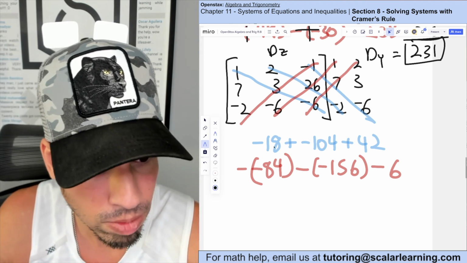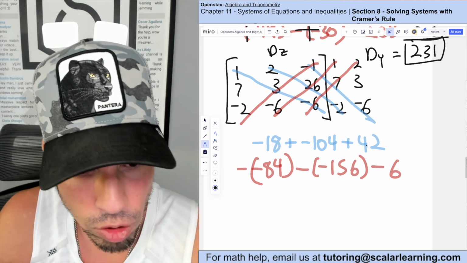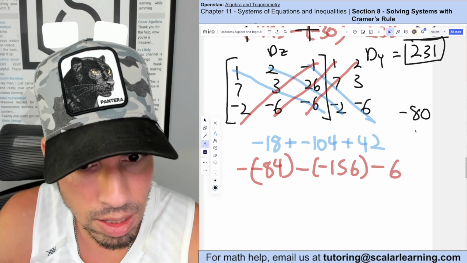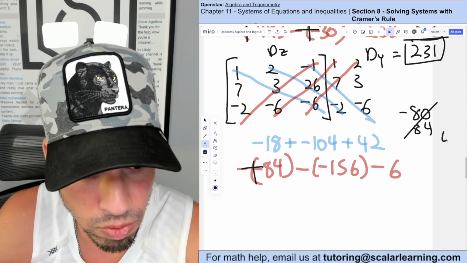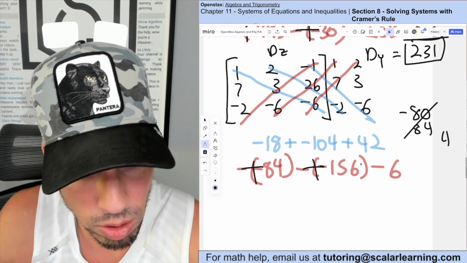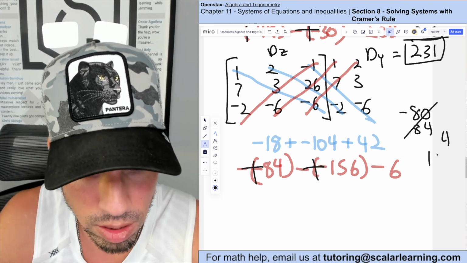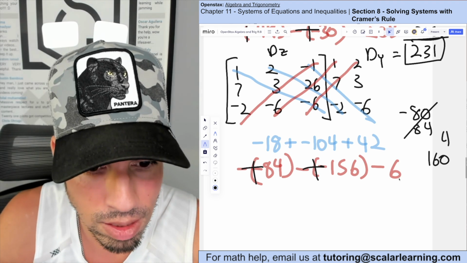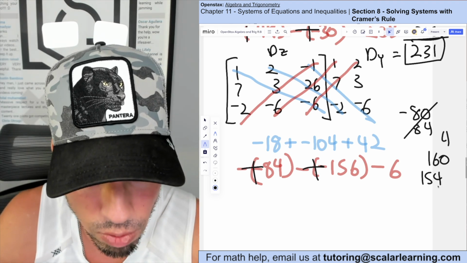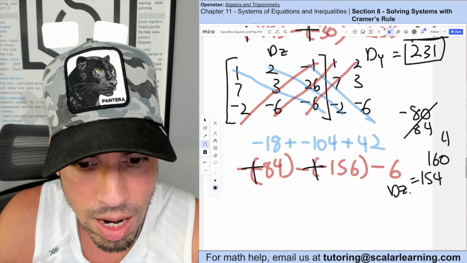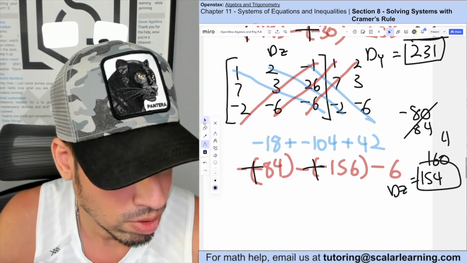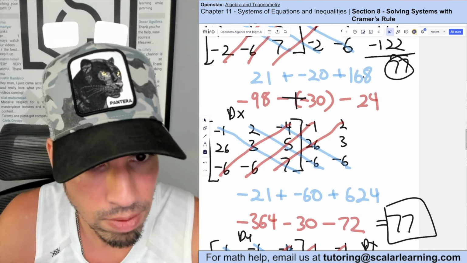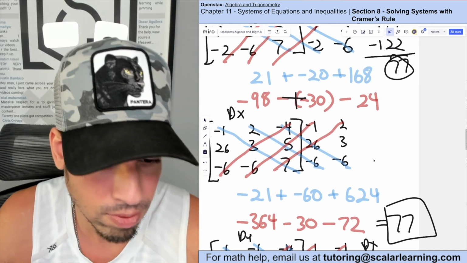And then as we simplify, that's negative 122 plus 42 is negative 80. And then we're adding a positive 84 here, right? That becomes a positive, and that becomes 4. We're adding a positive 156 plus that is 160. And then we're minusing 6 from that, and that's 154. So there we go. There's dz. Now we've got our values. We got dy 231, dz 154, dx is 77, and the original d is 77 as well.